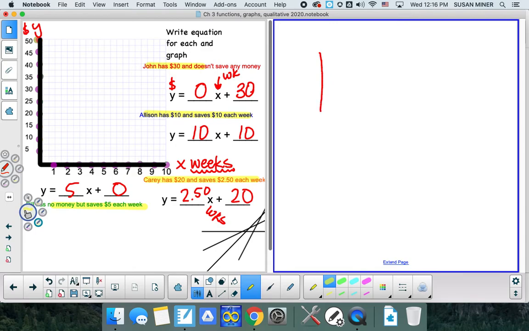So what Ms. Miner does is makes an XY table, and I choose some inputs, some numbers I'm going to put into my equation in order to get an output, right? And my input is going to be some number of weeks. My output is going to be my total dollars saved. That's what we decided. And that's what we're going to graph. So for each one of these, we're going to graph some inputs and outputs. So for John, let's do John first. This will be John's data.